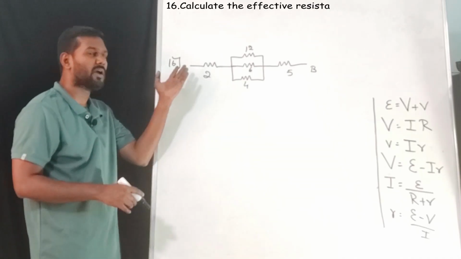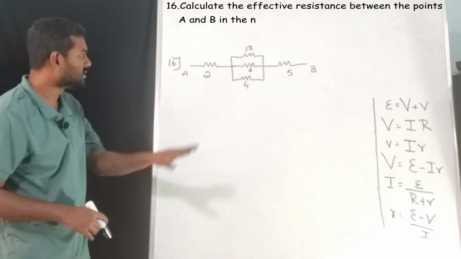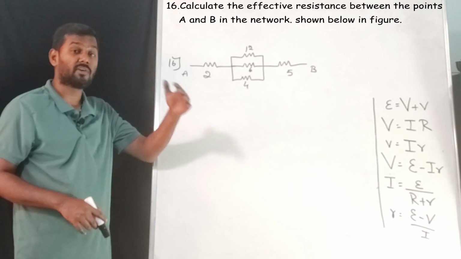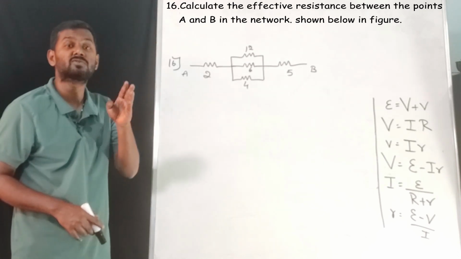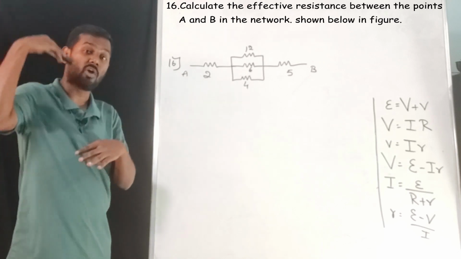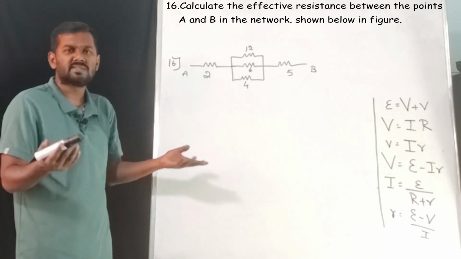Question number 16. We have to find the effective resistance or equivalent resistance of this circuit. See, if you think this is difficult, we have solved the most difficult question, that is question number 13. Compared to that, this is very easy. We have solved that one, so this is very easy for us.